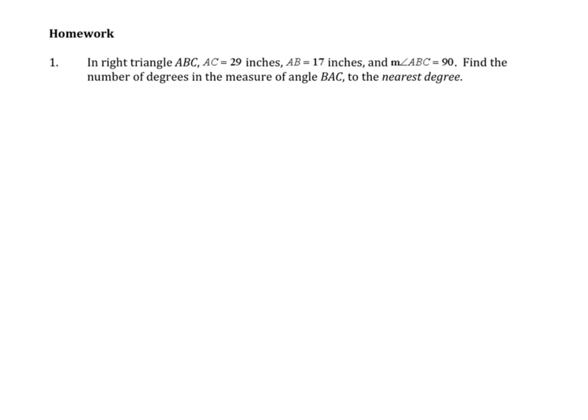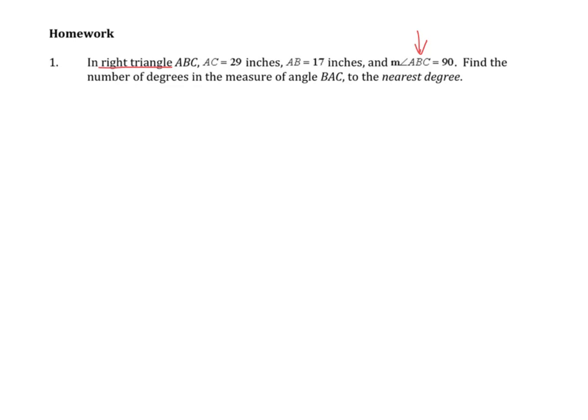In right triangle ABC, AC is 29 inches, AB is 17 inches, and the measure of angle ABC is 90. Find the number of degrees in the measure of angle BAC to the nearest degree. So anytime I have a word problem like this, the first thing that I would note is that I have a right triangle, and the right angle is at angle B.